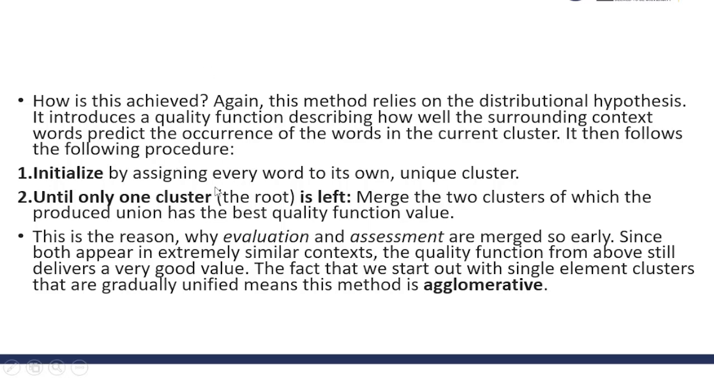Now Brown clustering initializes by assigning every word to its own unique cluster, until only one cluster is left. So basically it will consider every word as its own cluster, and then it will go on merging two clusters at a time till there is only one root cluster. So this is basically an agglomerative technique.